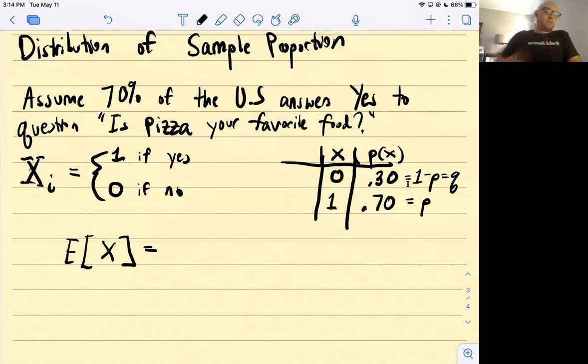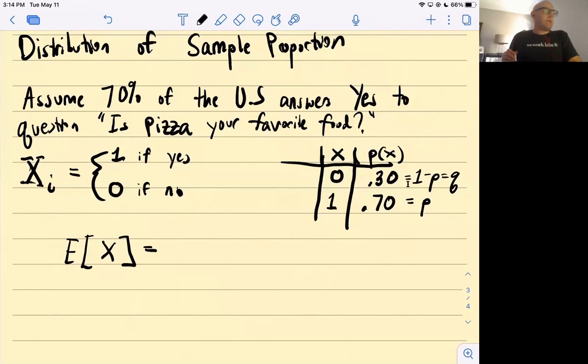Does anyone see what it is? It's a really simple calculation because this table is really simple. What would the expected value be? Not 1. 1 is what you get if somebody says yes. But do you always expect to get a 1? You have to account for the fact that sometimes people give you a 0.